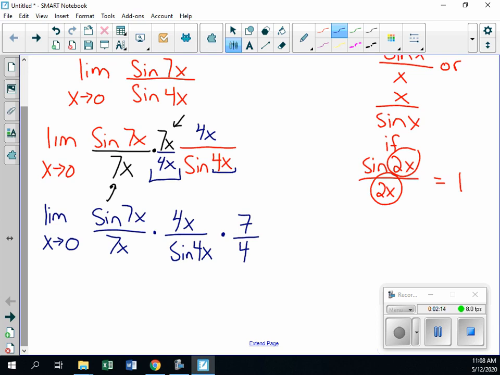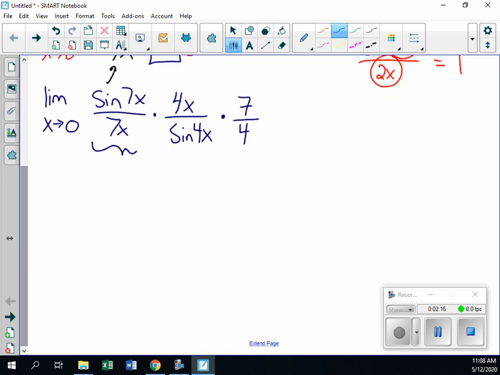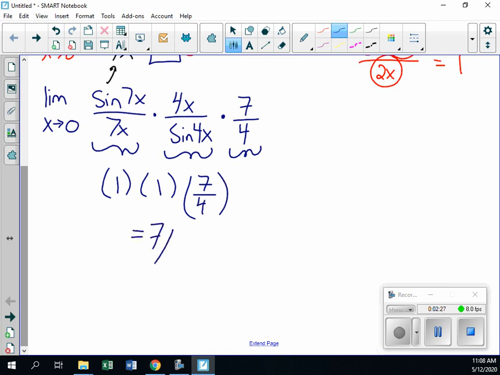Now when I take the limit, we've discussed that this equals 1. This equals 1, and this, the limit of any constant, is a constant. So my answer is just 7 over 4.